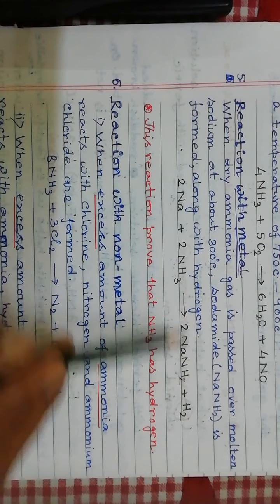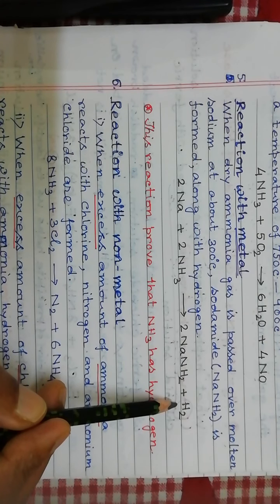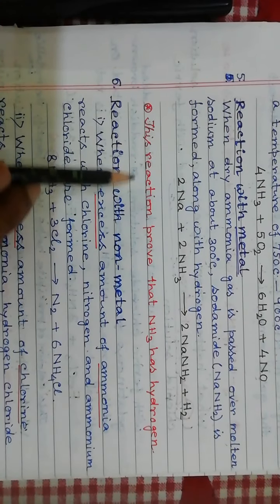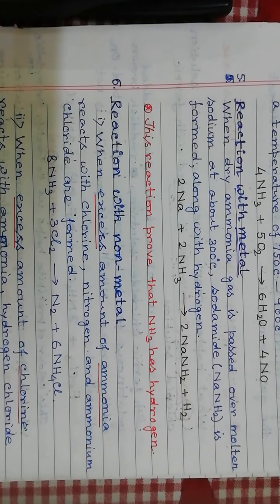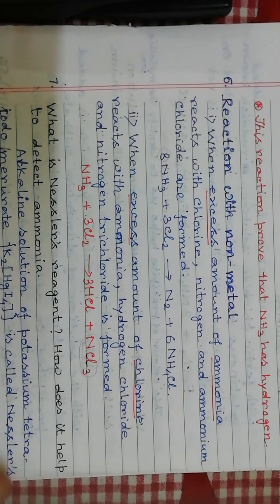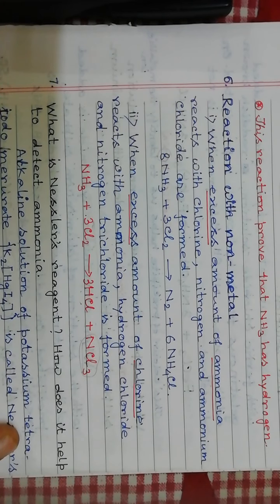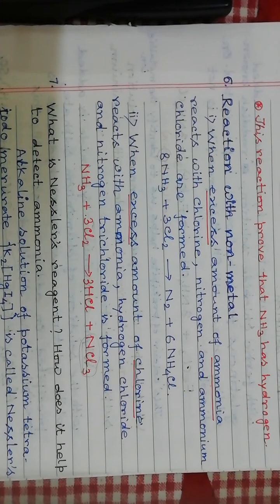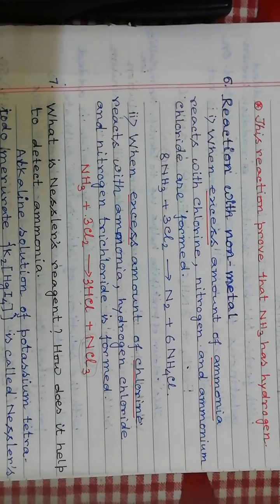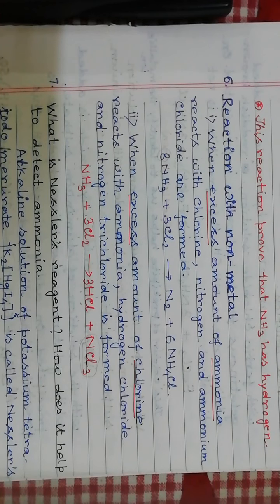This reaction also helps us prove that ammonia gas has hydrogen. Now the reaction of ammonia gas with chlorine, that means a non-metal. Here there are two conditions. The first condition is ammonia reacting with chlorine where ammonia is in excess. In the second condition, chlorine will be in excess.